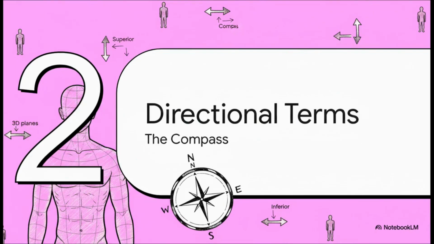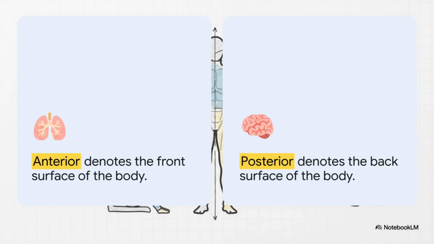Moving right along to part 2, navigating directional terms. Let's set up our compass. The best way to do this is to pair up our opposites to make them much easier to memorize. First up, anterior, also known as ventral, which just denotes the front surface of the body. Think of the sternum being anterior to the heart. On the flip side, posterior or dorsal denotes the back surface. For example, your brain is posterior to your forehead.